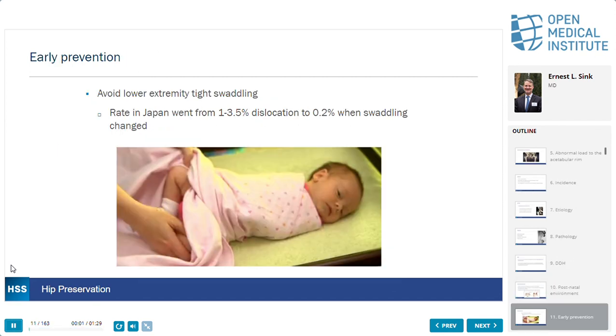So avoid extremely tight swaddling. The rate in Japan went from 1 to 3.5% to 0.2% when swaddling changed, okay? One of the things you can do to help hips is go to the nursery and say, we know this is true. We have to have loose swaddling of the legs to decrease the hip dysplasia rate.